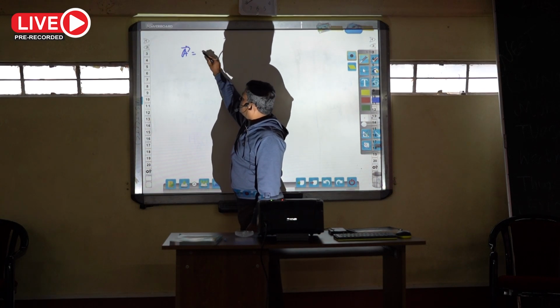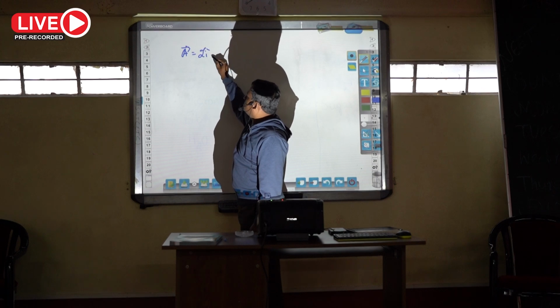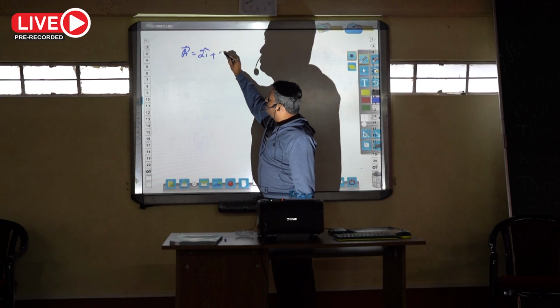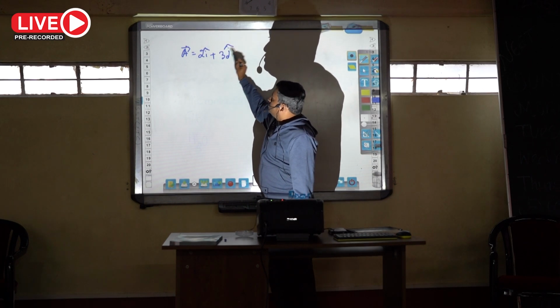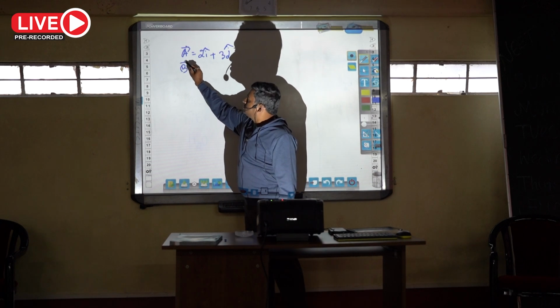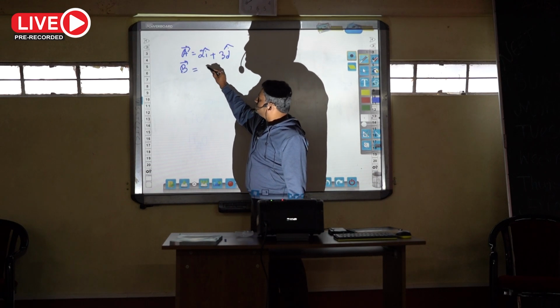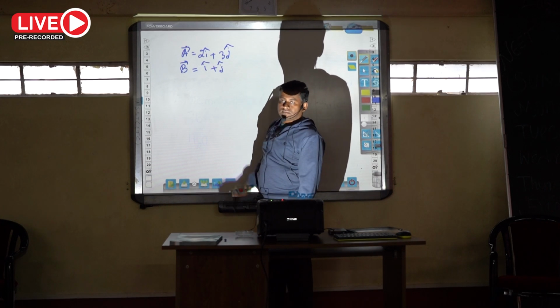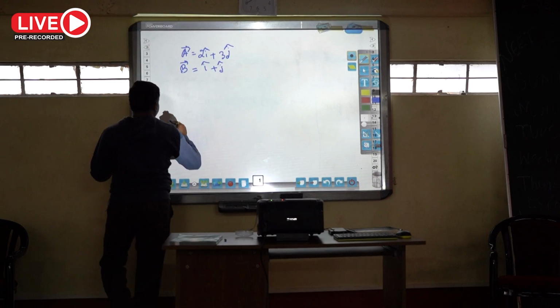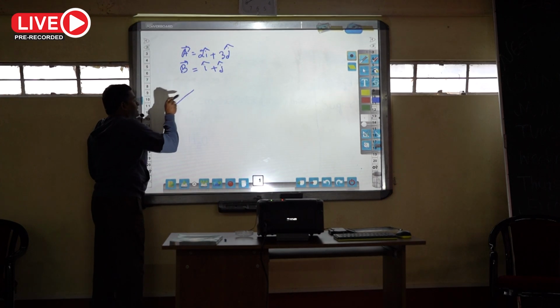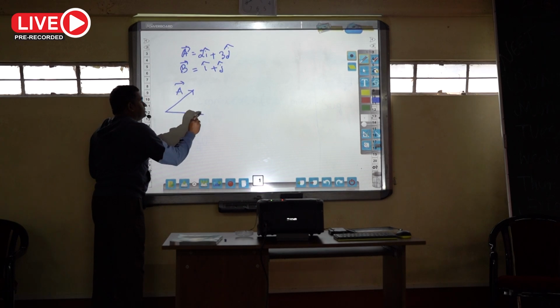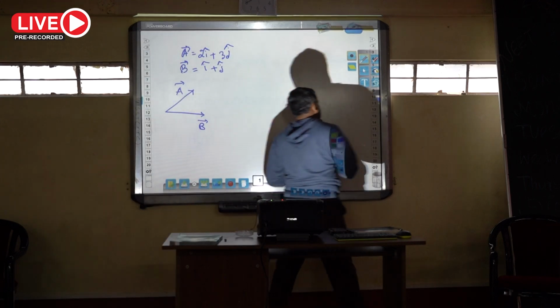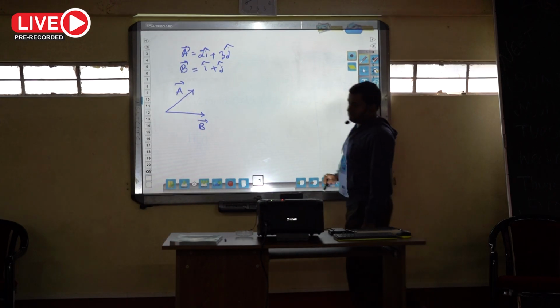It is 2i cap plus 3j cap. Vector B is given. It is i cap plus j cap. Now think of the situation. Suppose this is vector A and this is vector B. So you have to find the component of A along B.